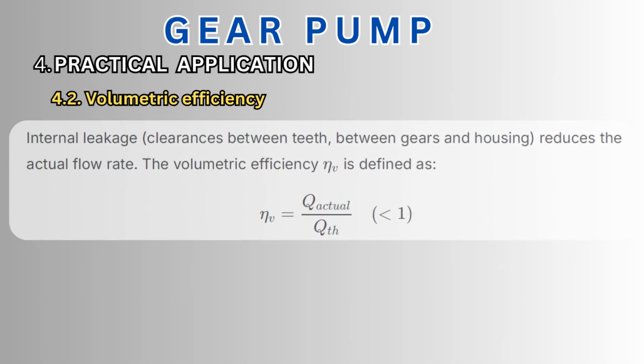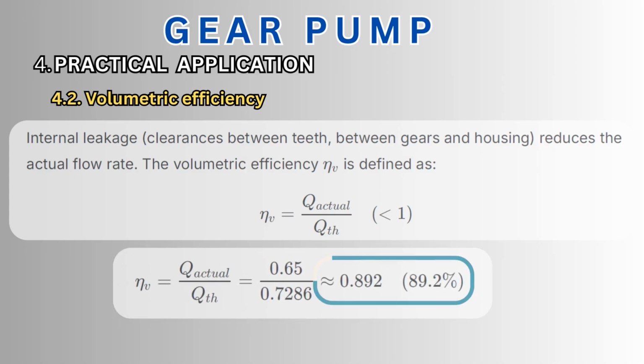Internal leakage, clearances between teeth, between gears and housing, reduces the actual flow rate. The volumetric efficiency is defined as the quotient between actual flow and theoretical flow. Well, numerical application gives 0.892 or 89.2%.